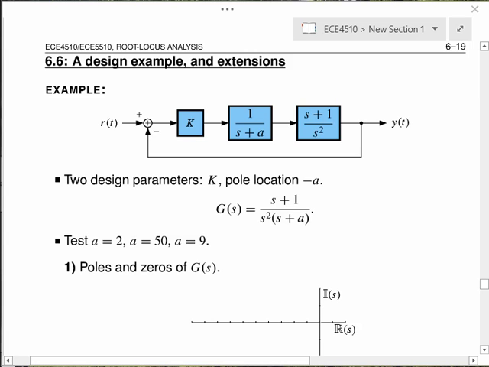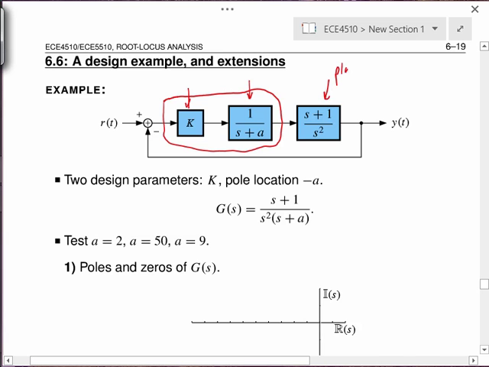We see here we have a unity feedback system where we have a compensator gain K that we want to design, but notice also that we are considering having a 1 over S plus A as part of our compensator, where A is a design parameter. So what we haven't considered before is what happens to the root locus if two things are changing, in this case K and the value of A as well.